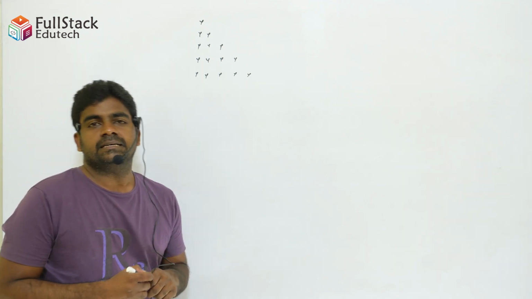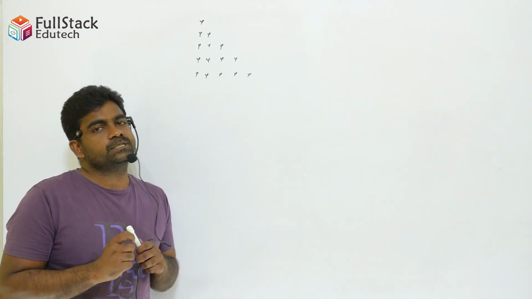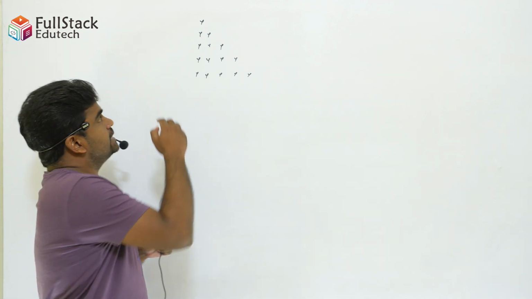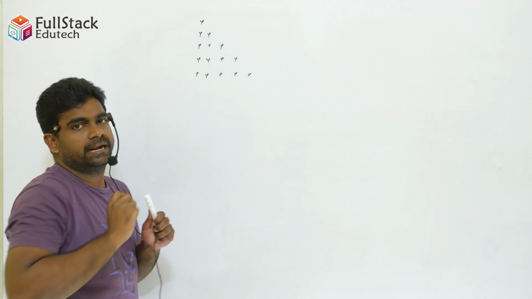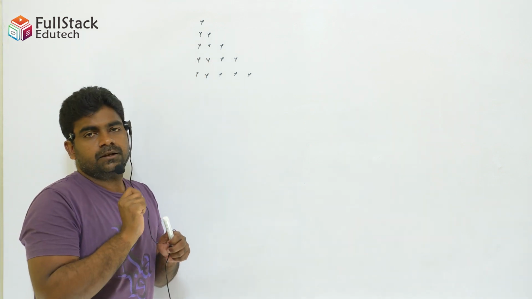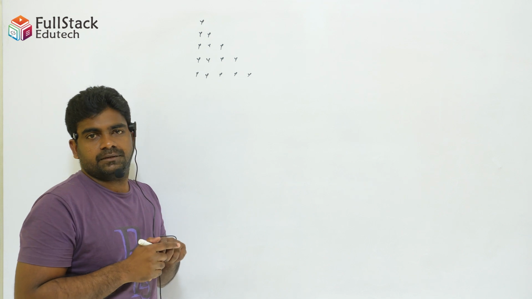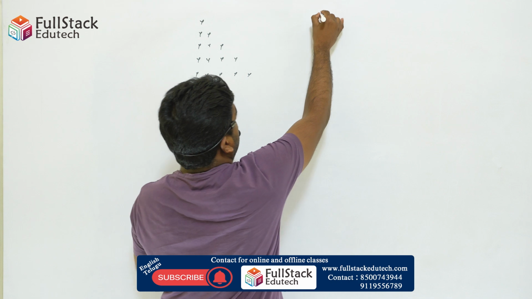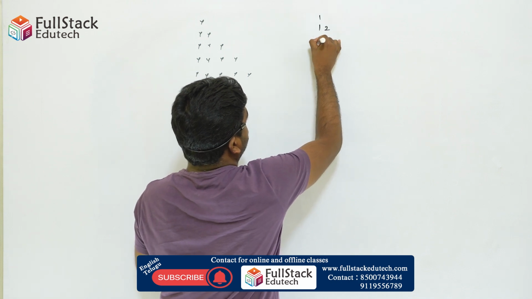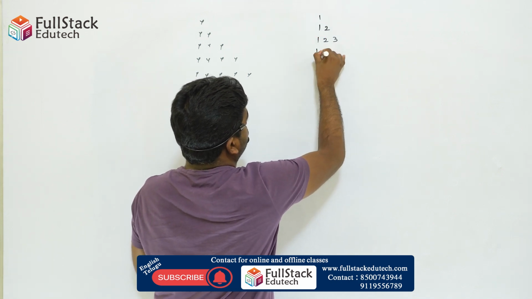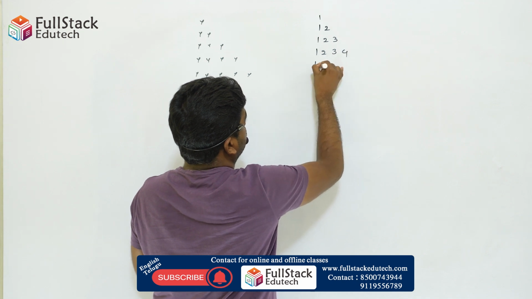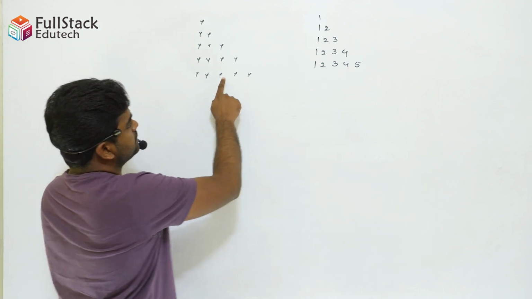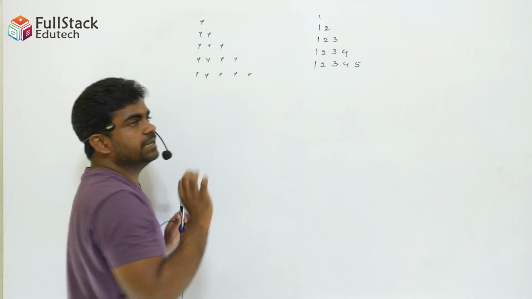Hi everyone. In this video, I'm going to explain how to print this pattern. Whenever we are going to print this pattern, you need to understand the shape of this pattern, because in all the previous videos I have explained how to display 1, 1 2, 1 2 3, 1 2 3 4, 1 2 3 4 5. Look at this. These two patterns are looking similar.